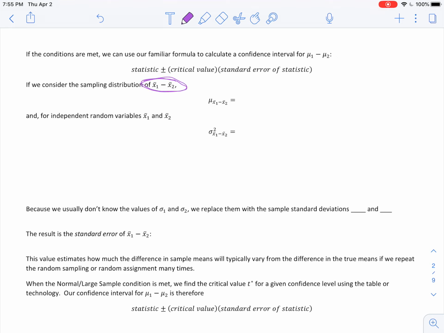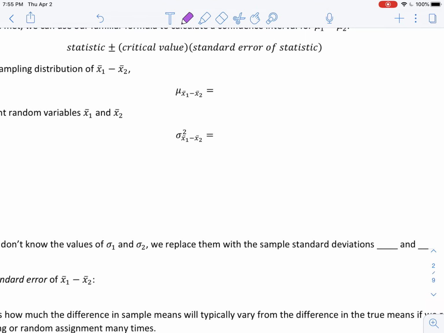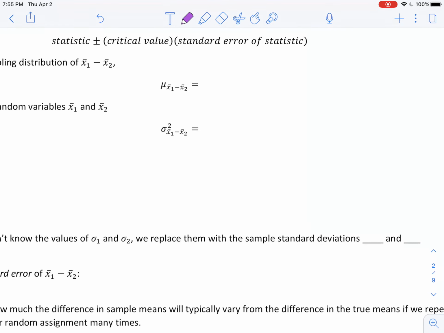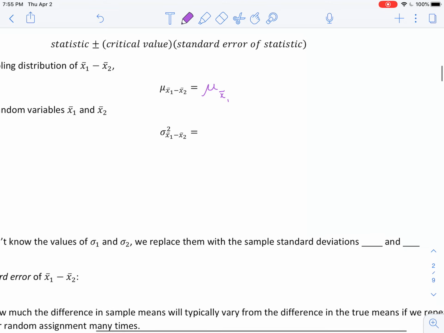We already said that our statistic will be x bar sub 1 minus x bar sub 2, our point estimate for the difference of population means. So if we consider that distribution, we had looked at before the rules for subtracting different distributions. And we had said that means we're going to take the mean of the sampling distribution of sample means for the first group, and the means do get subtracted. That's what we're saying here.